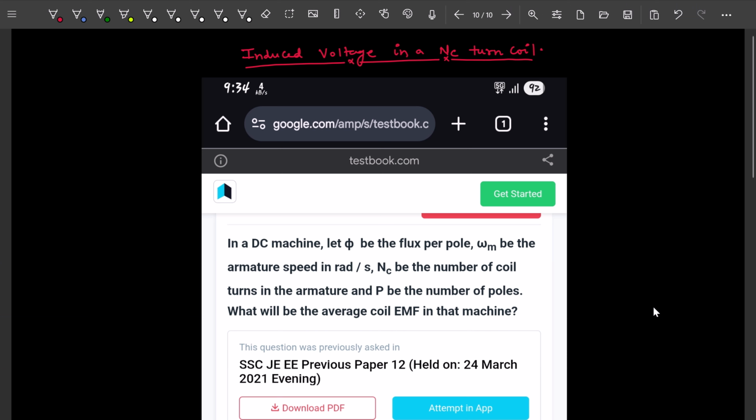Okay, now we will see the induced voltage in an NC-turn coil. Actually, this was asked in the SSC JE 2021 exam. Okay, we'll see that question. What is that question?